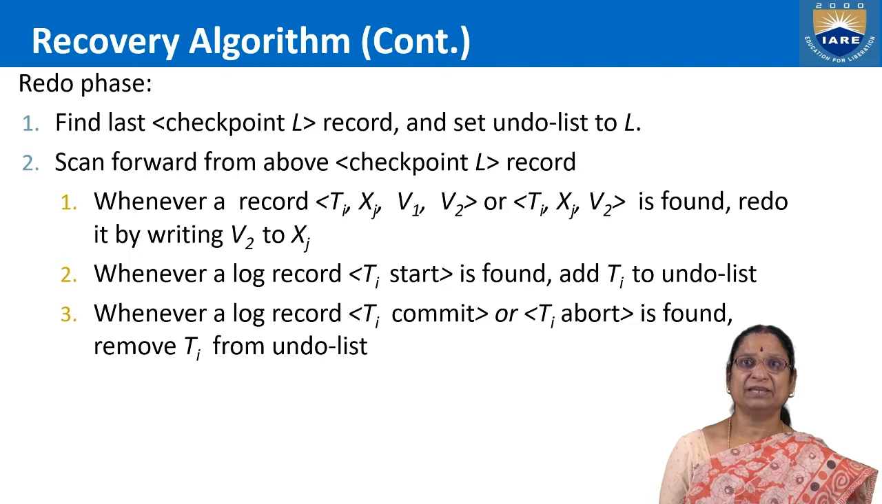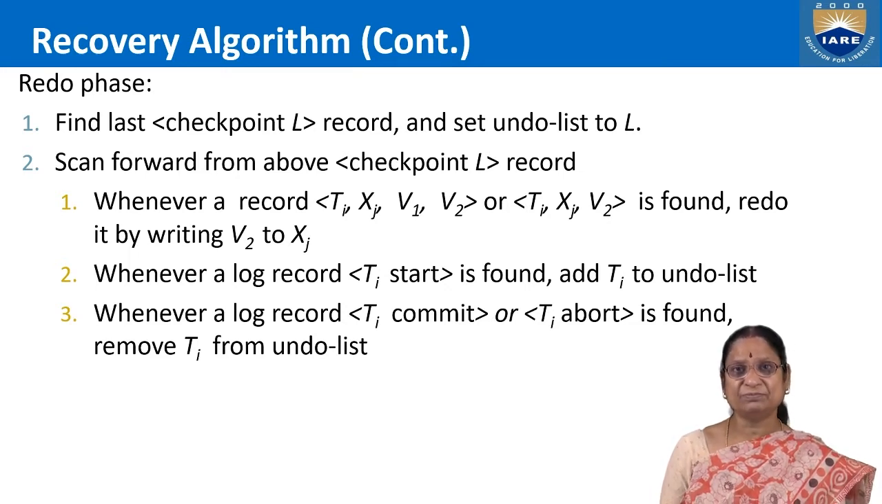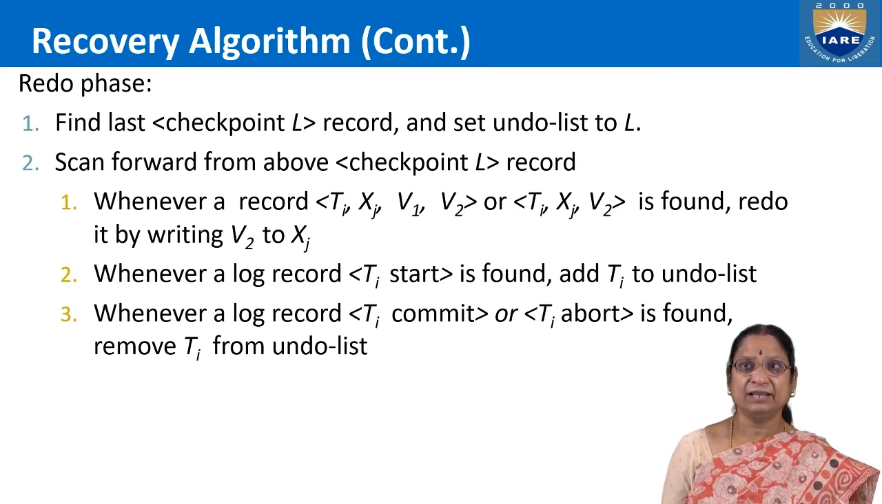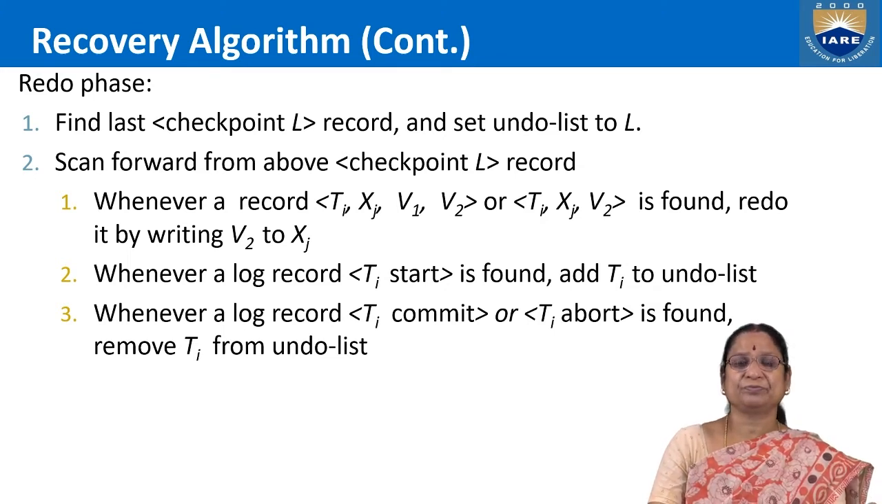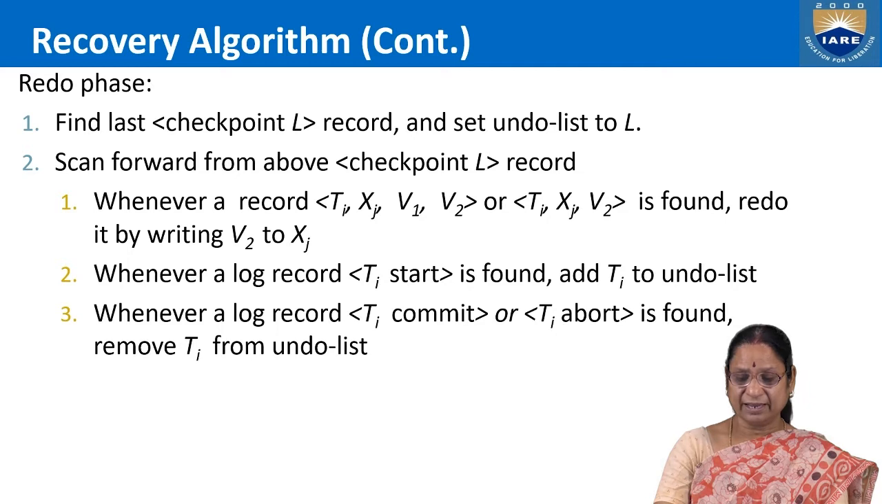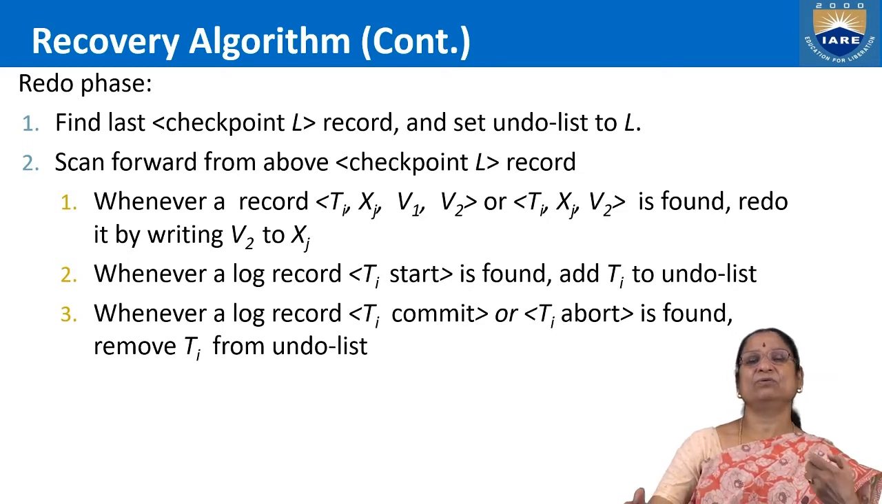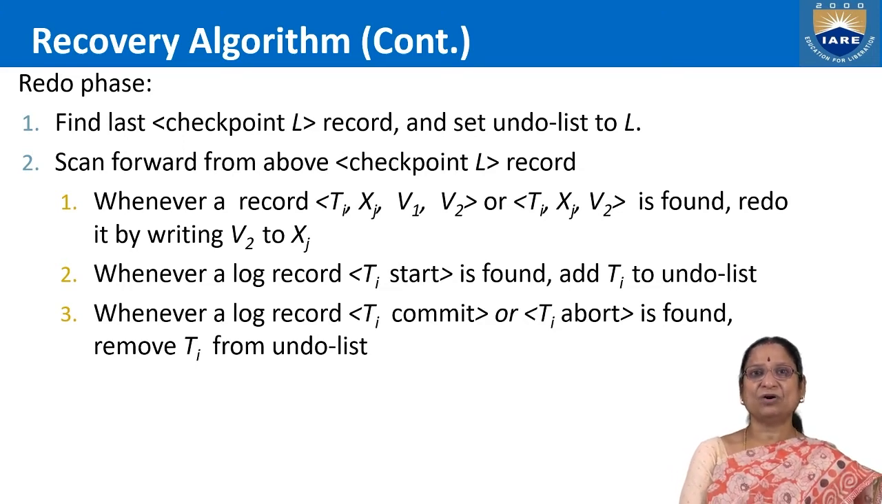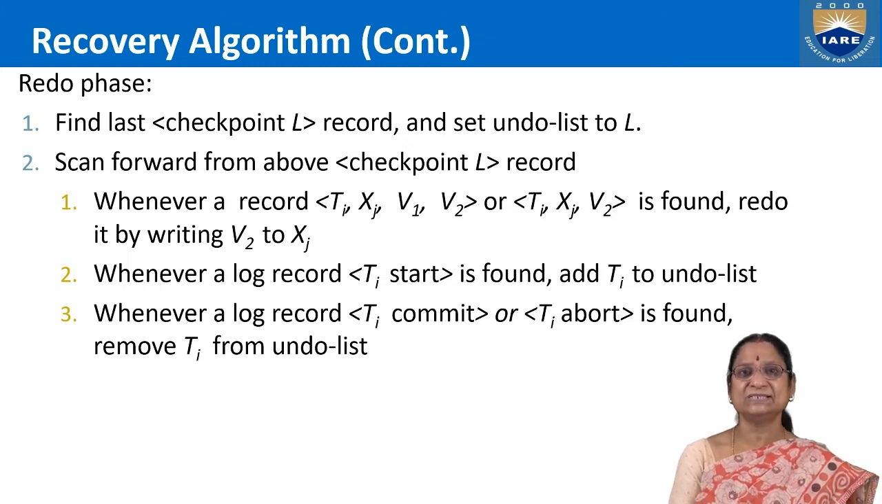So scan forward from the checkpoint record. Whenever a log record <Ti, Xj, V1, V2> or <Ti, Xj, V2> is found, redo it by writing V2 to Xj. That is, write the new value. Whenever a log record <Ti start> is found, add Ti to the undo list. Whenever a log record <Ti commit> or <Ti abort> is found, remove Ti from the undo list. Initially we think that all transactions after the checkpoint are not completed, so whenever a start occurs, it is included in our undo list.